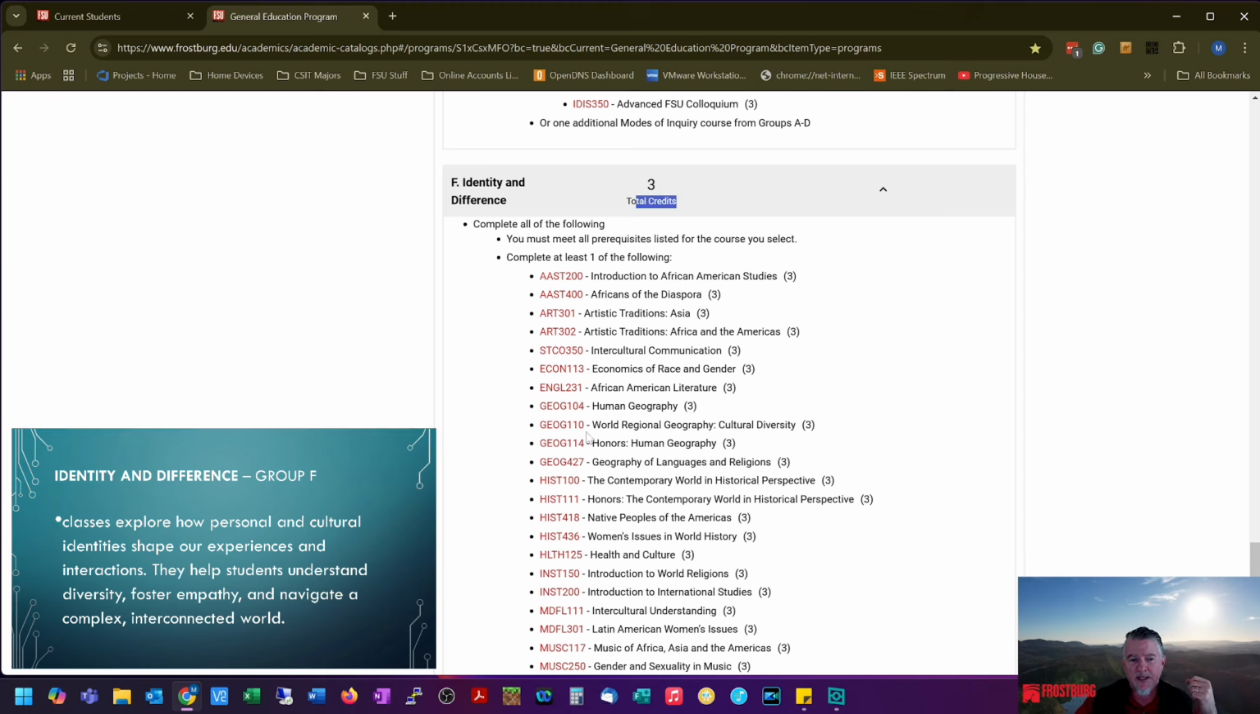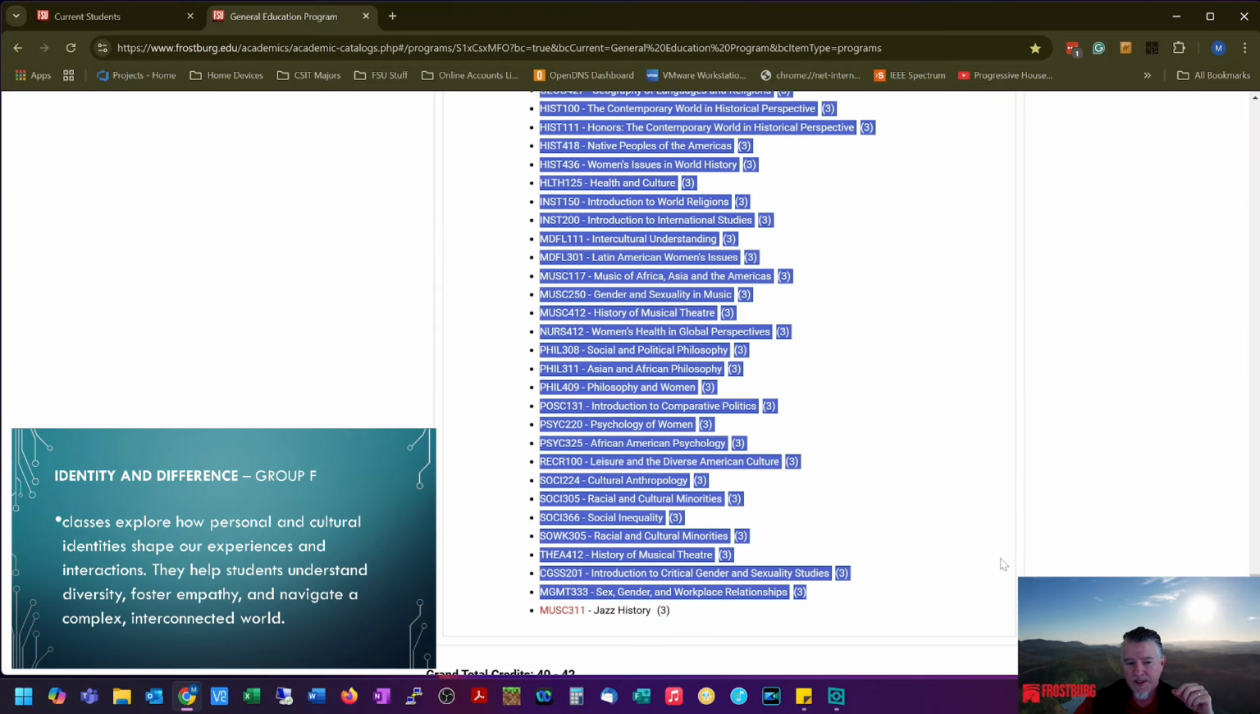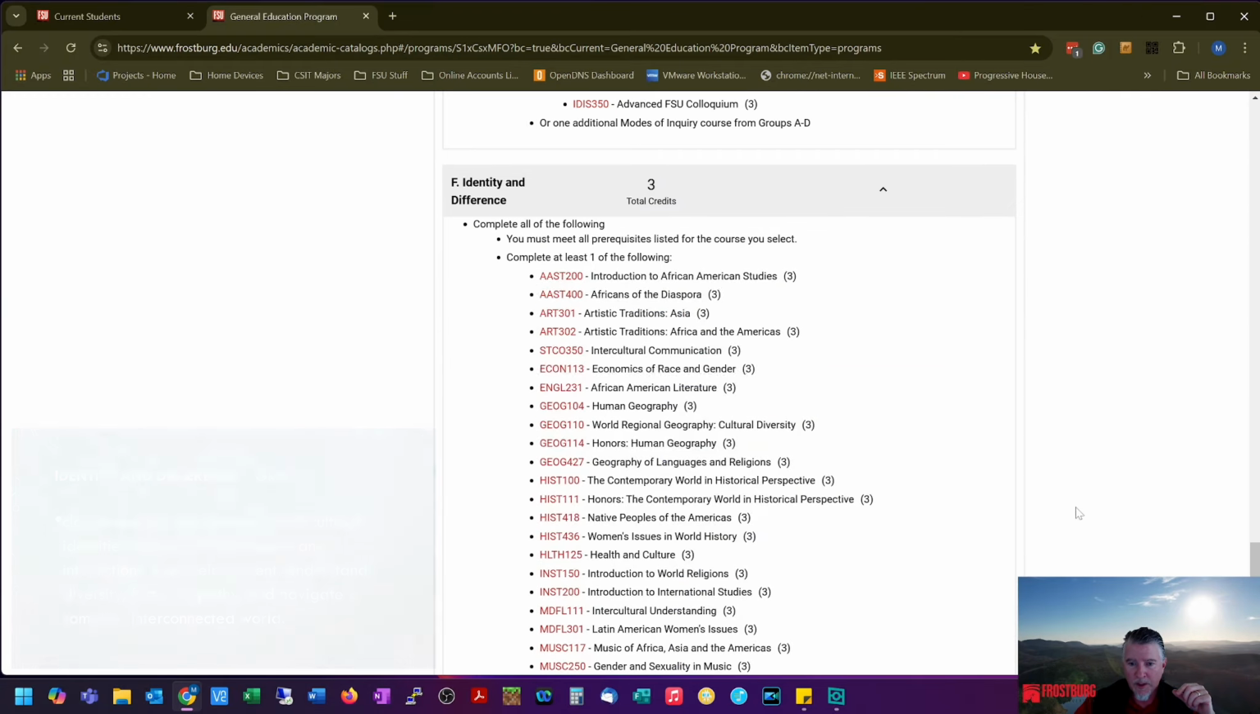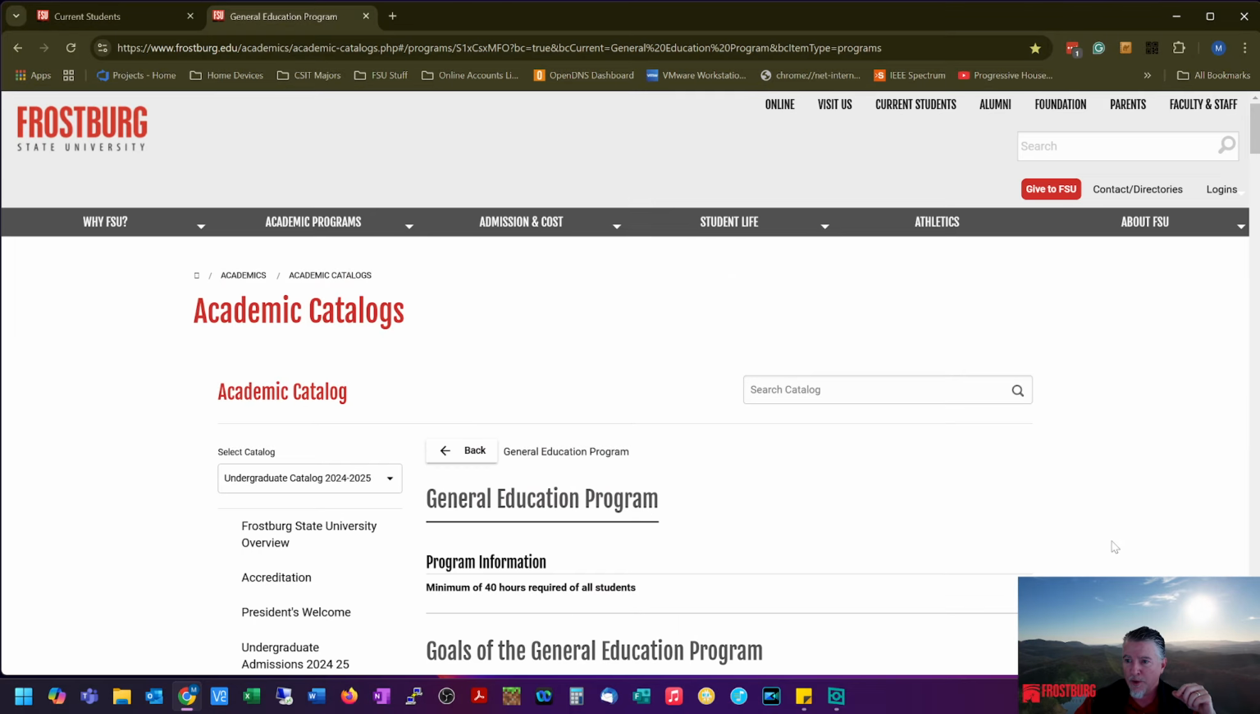And you're going to find in here that there's some overlap. Here's human geography. There's a political science in here as well. Now remember, we can't double dip, so we have to take a unique class to satisfy this particular requirement as well. Okay, so that's an overview of the general education program.